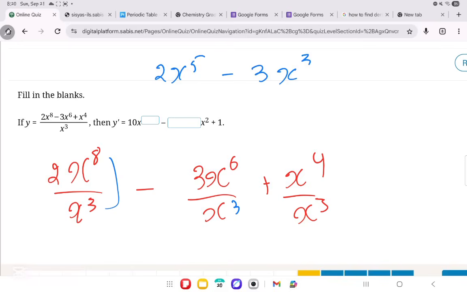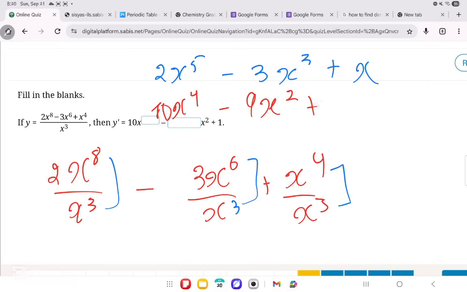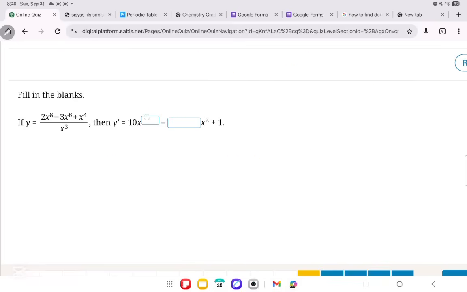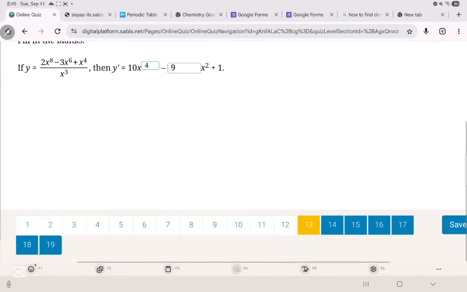3x^3 because 6 minus 3 is 3, and then last but not least, x to the power of 1 because 4 minus 3 is 1. So, from this we can take the derivatives. What's the derivative of this? It's going to be 10x^4 minus 9x^2 plus 1. So 10x to the power of 4 minus 9x^2 plus 1.